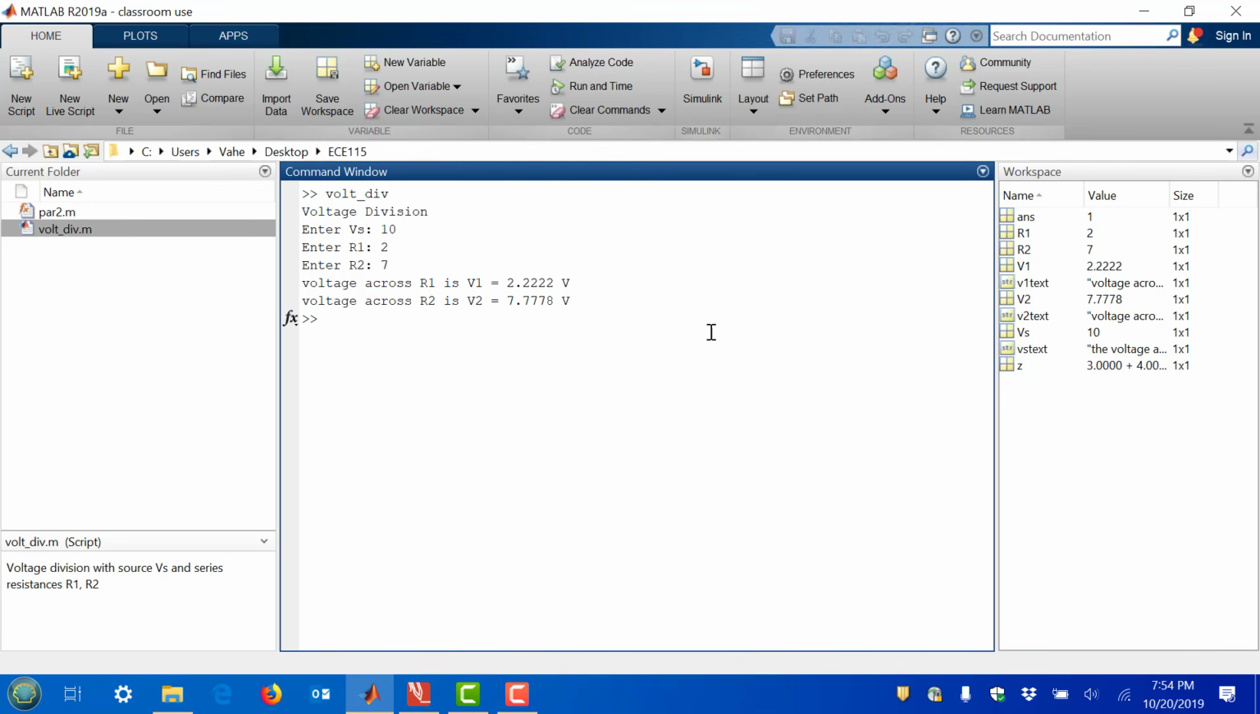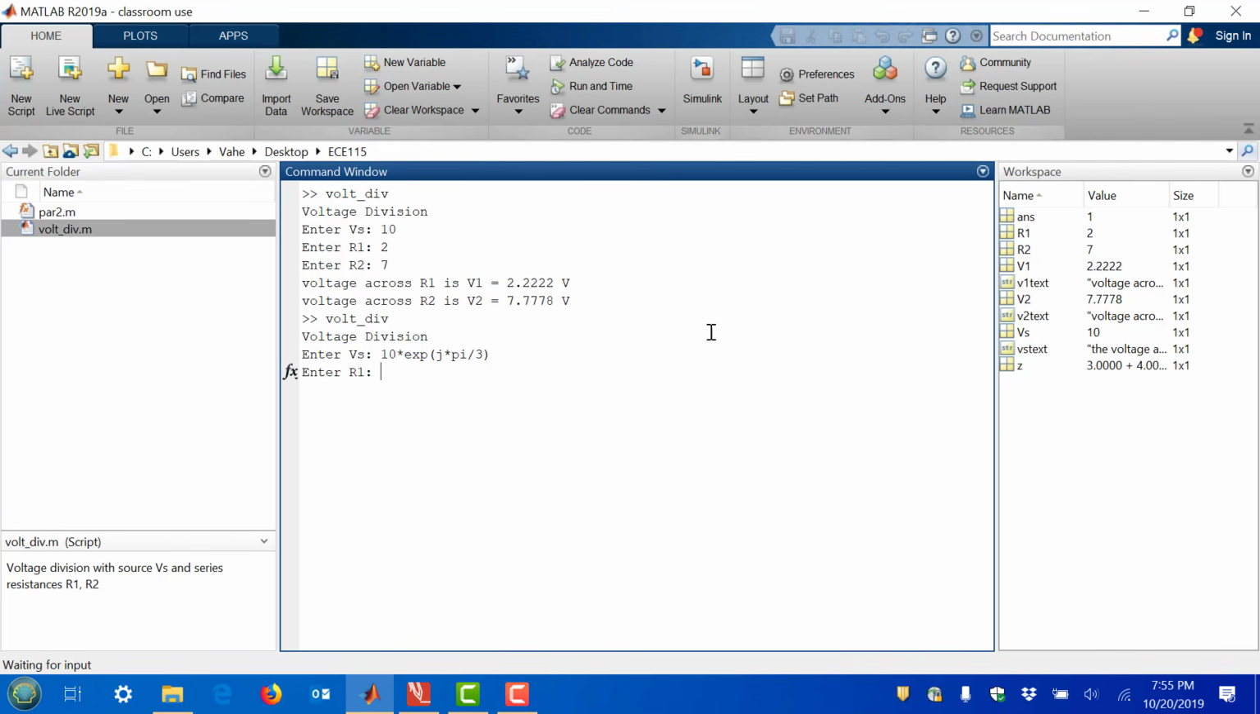Let's just work it through. Let's run voltage division again. Enter VS. I'll put in, let's say, 10 at the angle 60, or 10 at the angle 50, or 70, whatever it is. The only thing is I have to write it in radians. So I can write 10 times exp(j times the angle). 60 degrees is pi over 3. So that's my 10 at the angle 60 input.